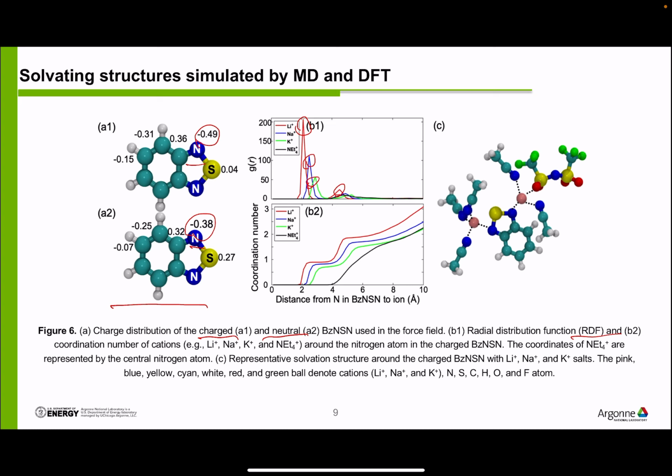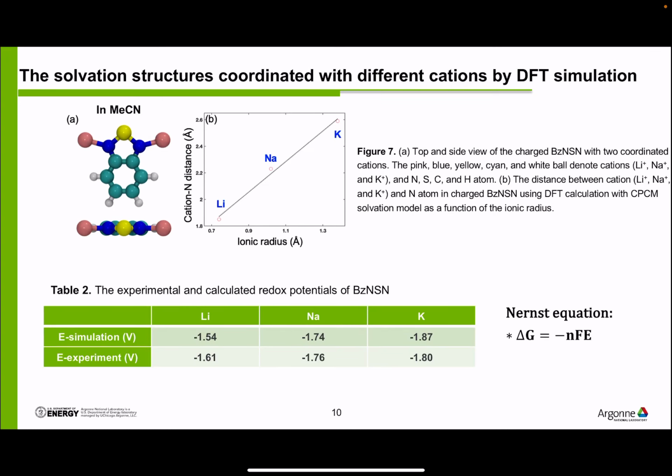Based on that information, we calculated this solvation structure, where you can see the two cations symmetrically coordinating to one redoxmer radical anion. Here, this figure shows the distance of the cations versus the ionic radius of these cations. So there is an approximately linear relationship observed. And here we also simulated the redox potentials, which are very consistent with our experimental results.